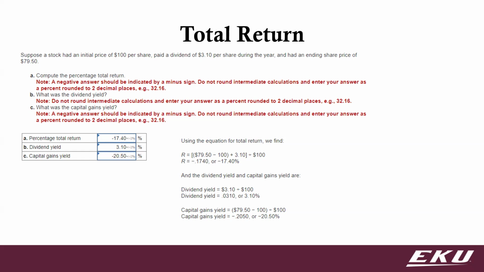You can break that into two pieces. If you just say the dividend piece divided by the old price, that's your dividend yield. If you just take the change in price divided by the old price, that's the capital gains yield. So the total return is always going to be equal to the dividend yield plus the capital gains yield. But hopefully you see mathematically why that's the case.